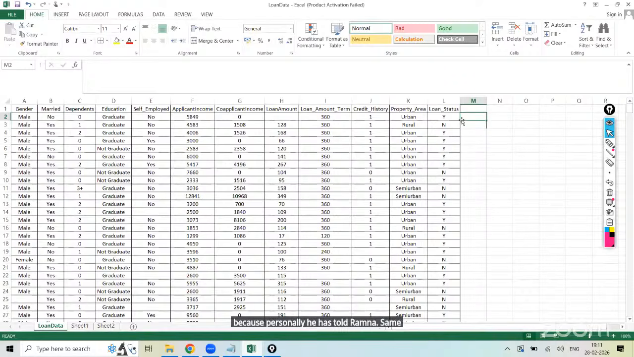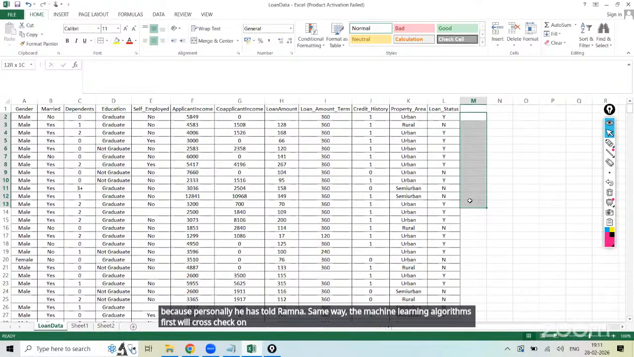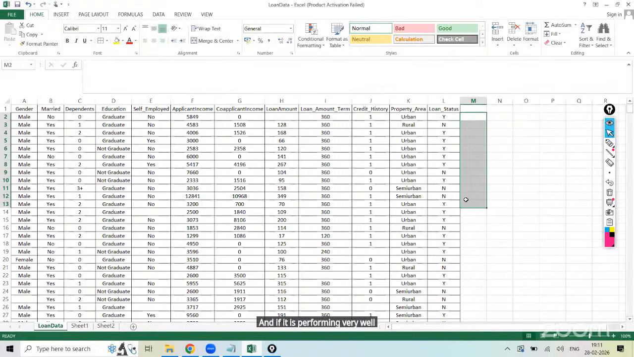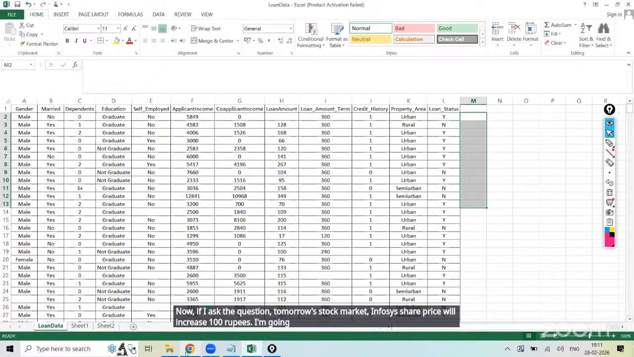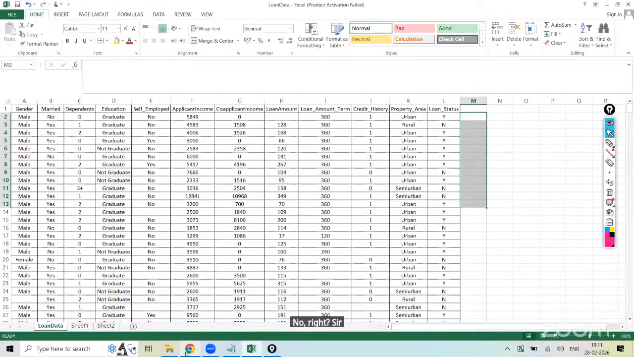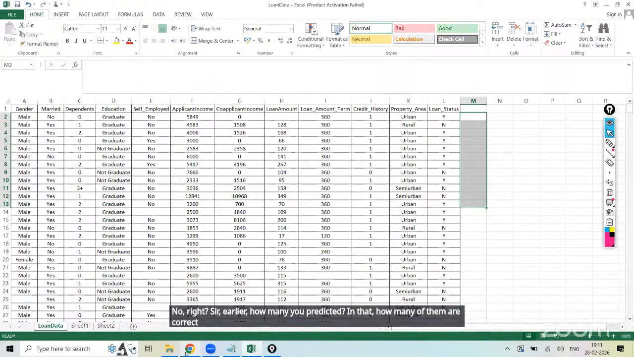In the same way, machine learning algorithms will first cross-check on the past data how they are performing, and if they are performing very well, then the future. Now, if I say tomorrow in the stock market the Infosys share price will increase by 100 rupees, I'm going to predict, what will you believe? No, right? Sir, earlier how many did you predict? In that, how many of them are correct? That is the question now.